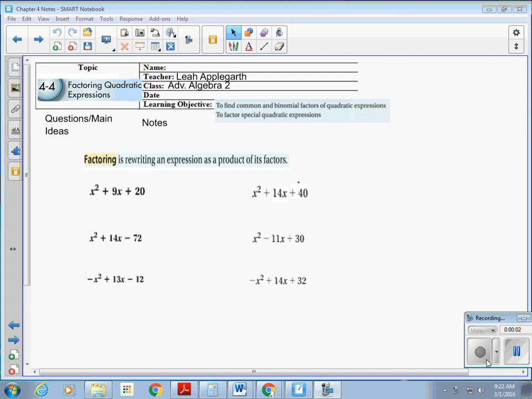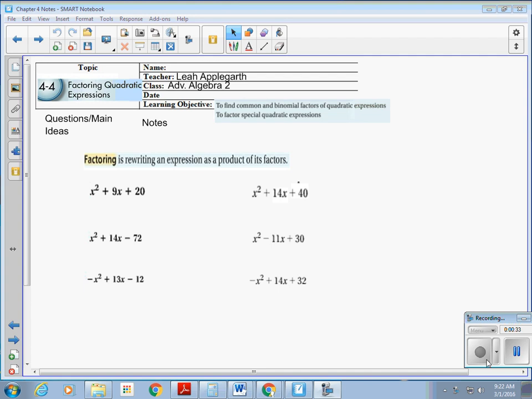So this is Chapter 4, Section 4. We are going to work on factoring quadratic expressions. Our learning objectives, we have two, are to find common and binomial factors of quadratic expressions and to factor special quadratic expressions. If after the end of these notes you are confused, the best way to get better at factoring quadratic expressions is to practice, practice, practice.